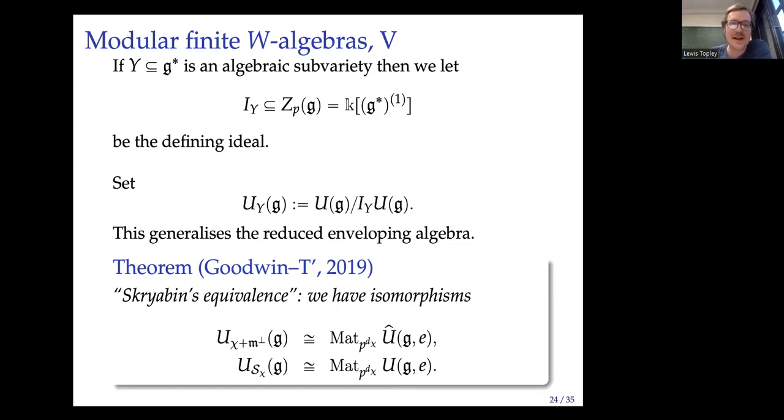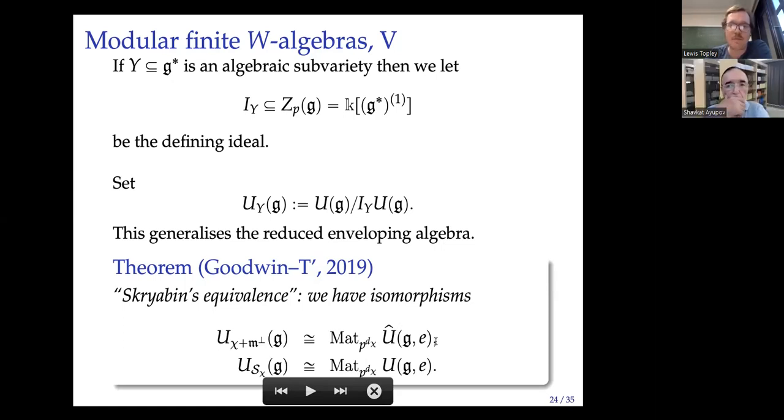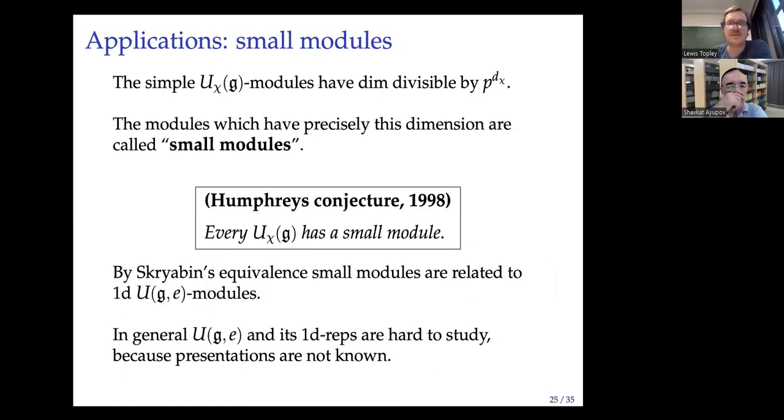So we've got these isomorphisms between this particular reduction of the enveloping algebra and matrices over Û(g,e). So you can see this as a sort of globalization of Premet's theorem. And if you take the reduction over the slice, then you get matrices over the honest finite W-algebra. And this is the one that really looks most like characteristic zero. Okay. So how can we use these results that I've described?